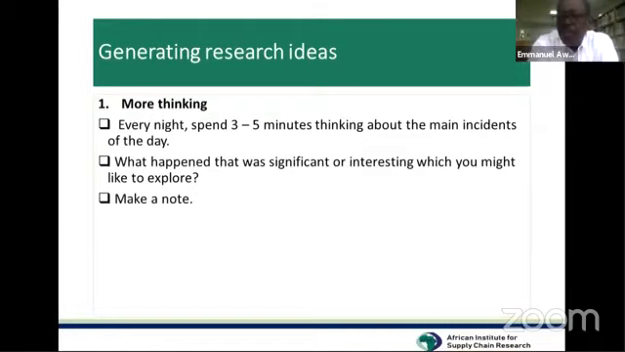Now, the first one is generally taking time to think. Most scholars suggest maybe even some 5 minutes every day. Take time every night, 3-5 minutes, think about the incidents of the day, think about what happened, think about what you thought was very significant that happened, then make a note. At the end of maybe a certain period, you review these notes, then something will just pop up and you'll get some form of direction. So this is one way of looking at it.